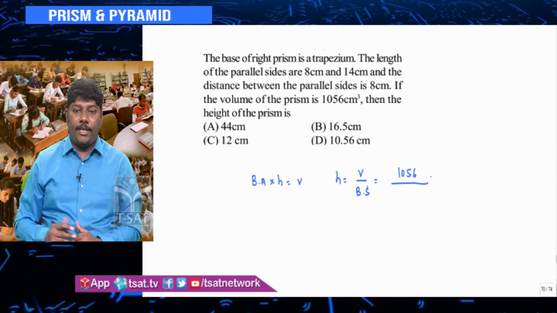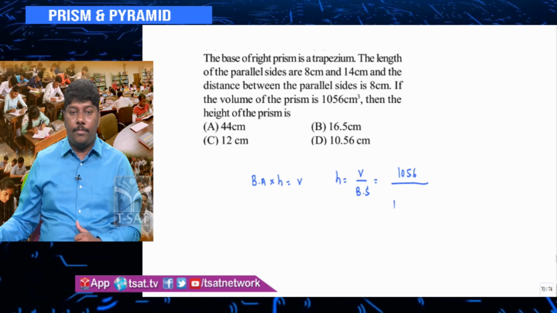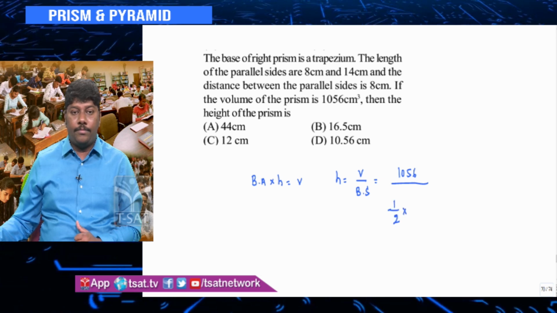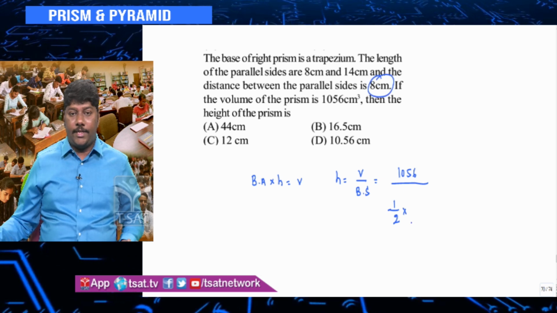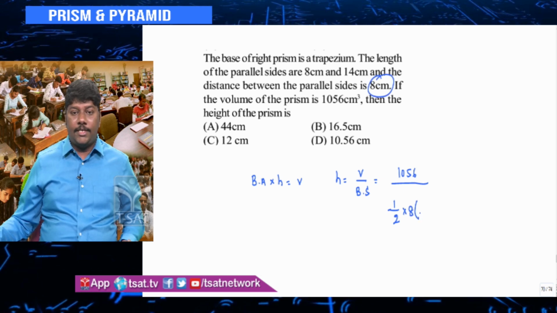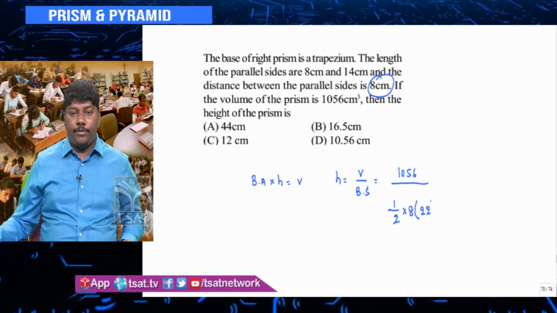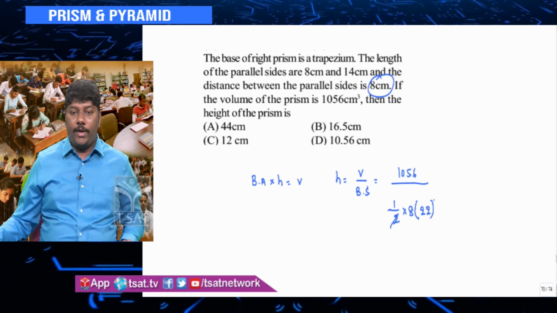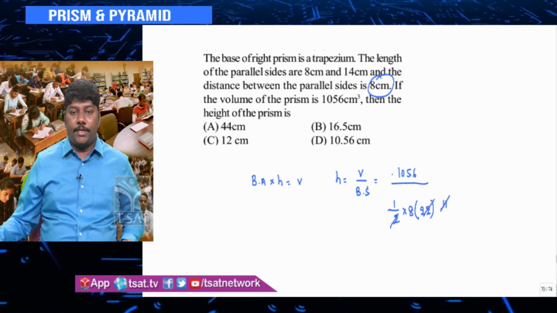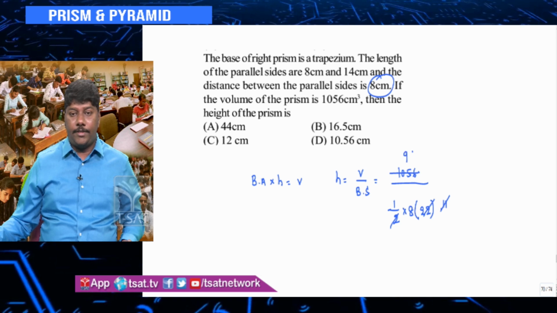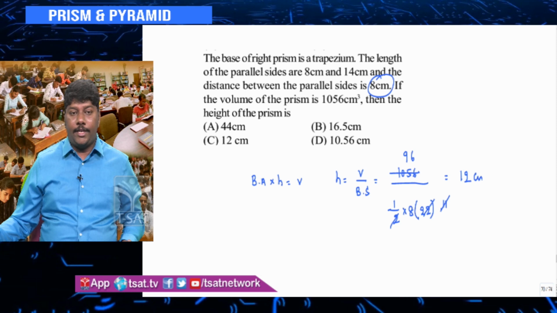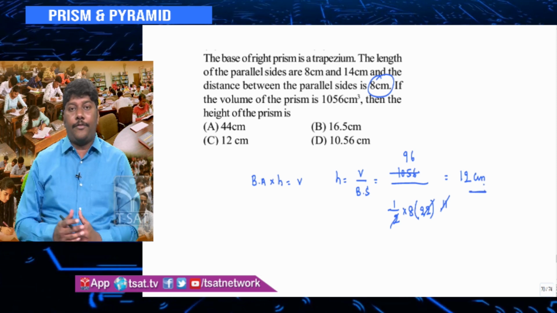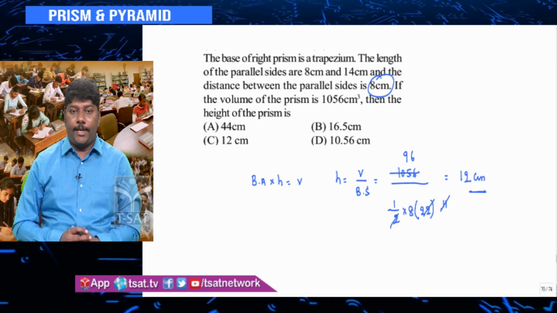A trapezium's area is half into height into the sum of parallel sides. Height means the distance between the parallel sides, that is 8, and the sum of parallel sides is 22. 2 1s are 2, 11s you cancel it. It is going to be 96. 96 by 8 is 12 centimeters. So the height of the prism is 12 centimeters.